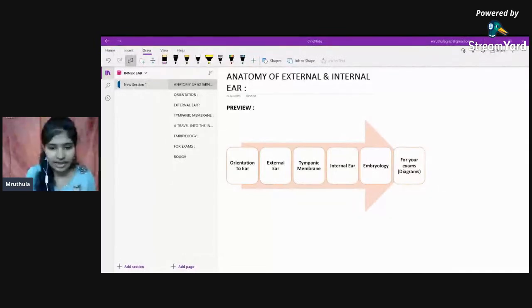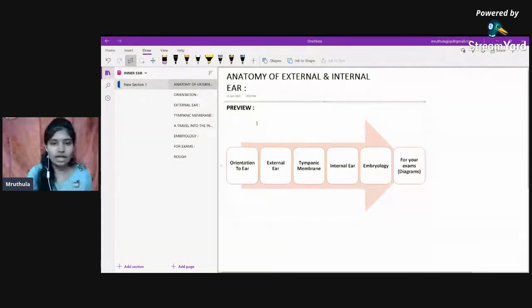Before getting into the session, let us see what we have as a discussion today. Let's see the preview. First, we'll begin with an orientation to the ear, and have a discussion about the basic structures in the ear. Then we will talk about the external ear in detail, and we'll see the tympanic membrane, internal ear, then embryology a little bit, and finally we'll see what's important for our exams.